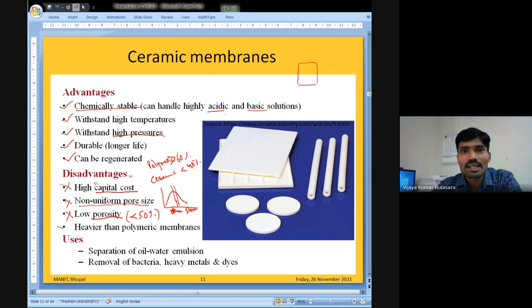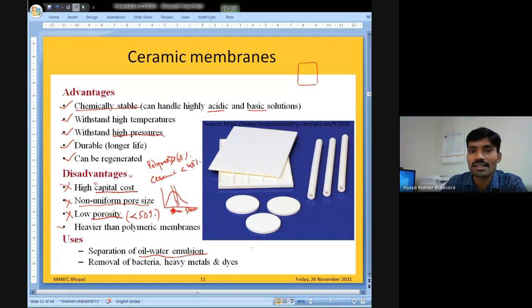So mainly these ceramic membranes are used in separation of oil water emulsions, then removal of bacteria and heavy metals and dyes from wastewater. These oil water emulsions arise from the wastewater generated by oil refineries and oil wells. So that wastewater will contain oil water emulsions.